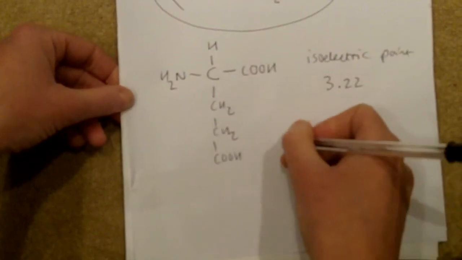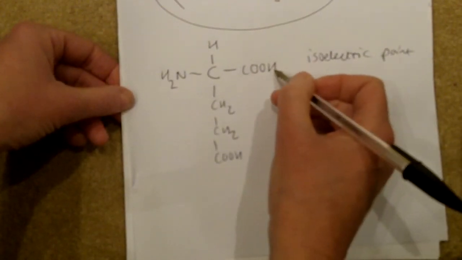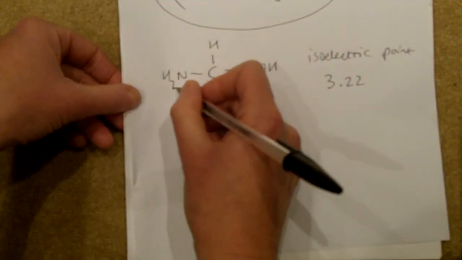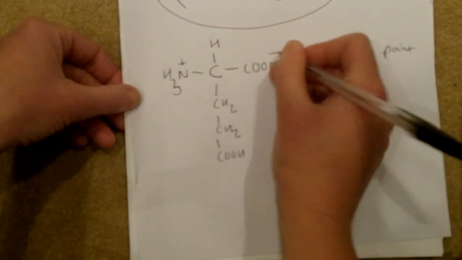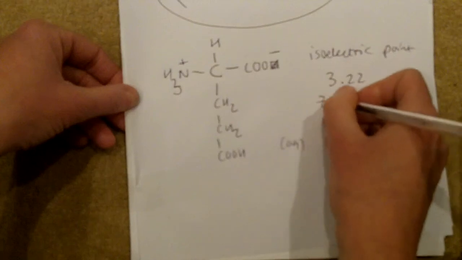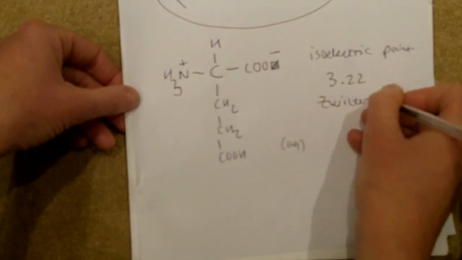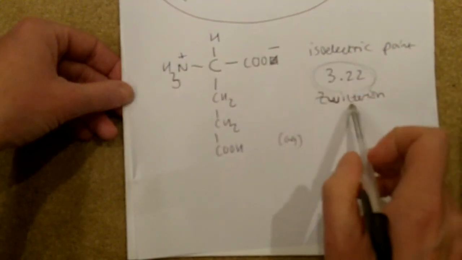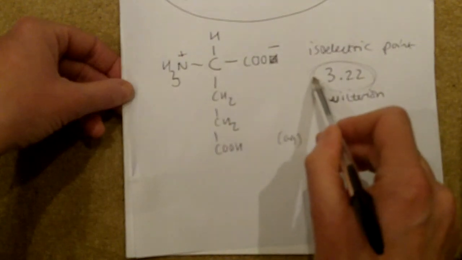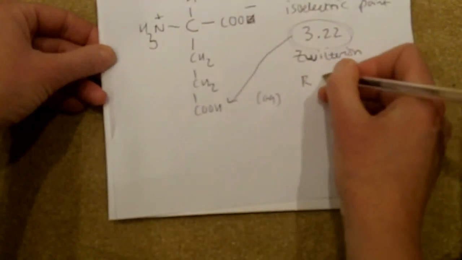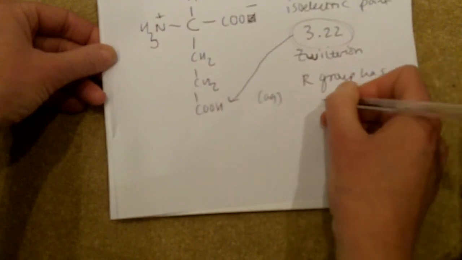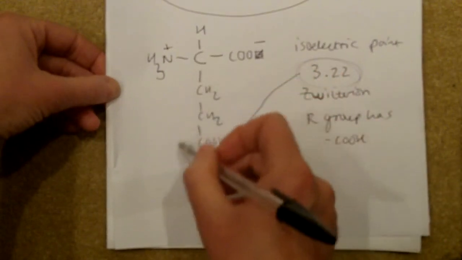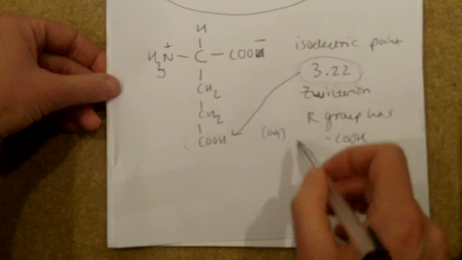So in water, when that is in water, the H+ here comes over here and forms the Zwitter ion. Okay, so at pH 3.22, the Zwitter ion will exist. The Zwitter ion. Okay. Now, why does it have such a low pH? It has a low pH because the R group has a carboxylic acid, and that's why it has a low pH. If the R group had an amine, it would have a higher pH.